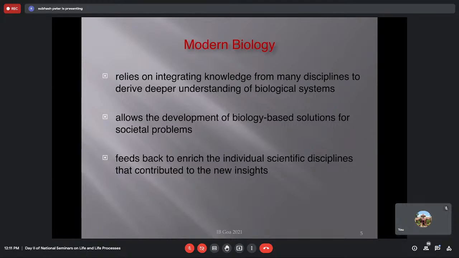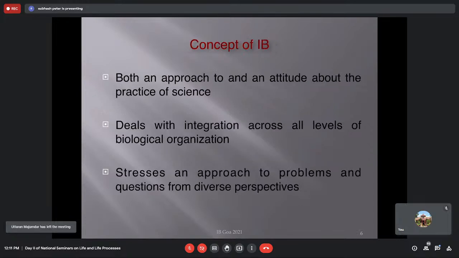And we take all these things to develop ourselves and also to address the basic issues related to the development of biology-based questions. And of course, we need to touch all the societal issues always. And when we do this, there is an individual contribution from our backgrounds, and it gives us a new insight. So the concept of integrative biology lies in that it is both approach-oriented and attitude-related.